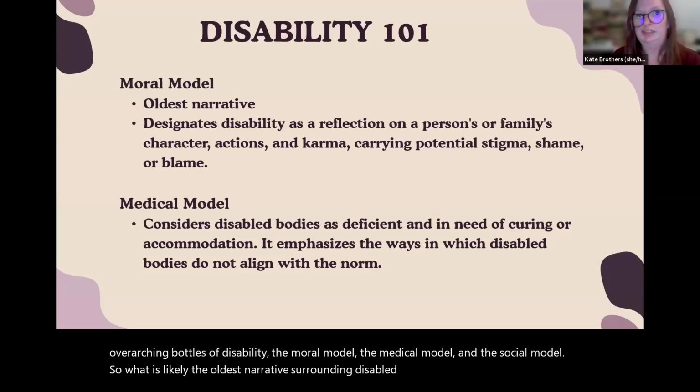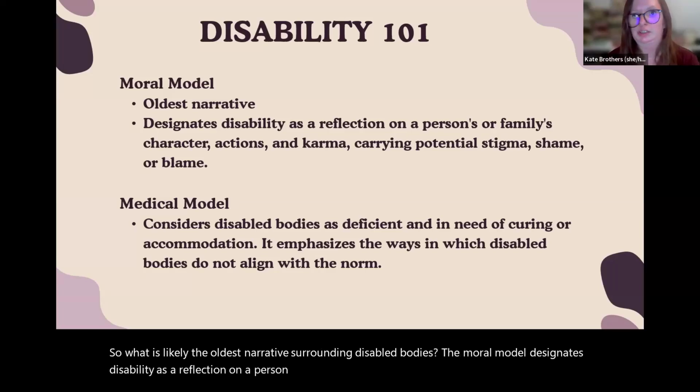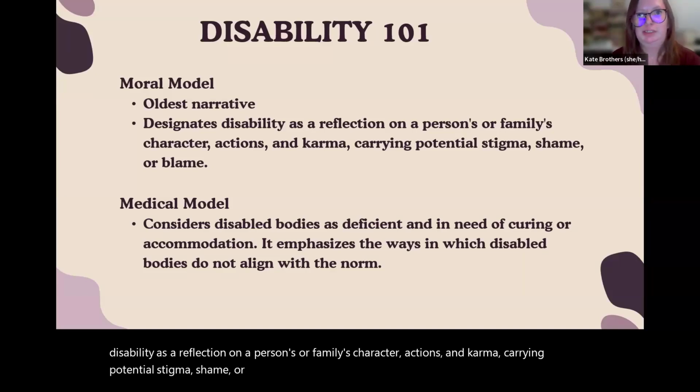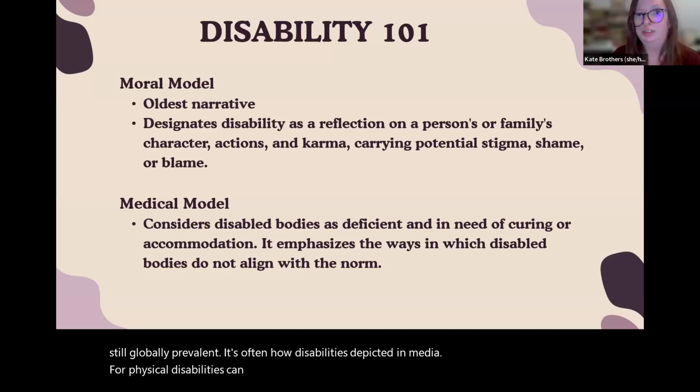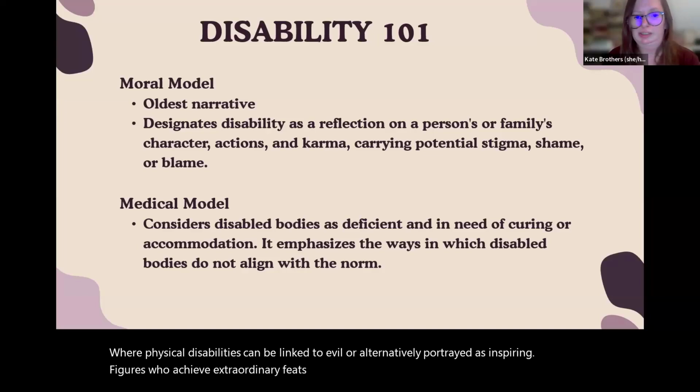The moral model designates disability as a reflection on a person's or family's character, actions, and karma, carrying potential stigma, shame, or blame, especially if associated with wrongdoing. This model is still fairly globally prevalent. It's often how disability is depicted in media, where physical disabilities can be linked to evil, or alternatively, portrayed as inspiring figures who achieve extraordinary feats, or as the disability rights activist Stella Young coined it, inspiration porn.